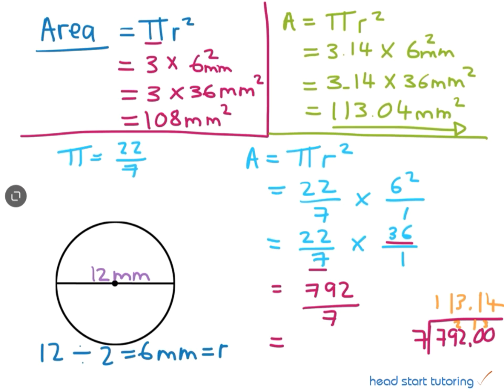So 792 divided by 7, or 792 over 7, gives us an answer of 113.14, and that again is in millimeters squared because this 6 here was 6 millimeters. So we said 6 millimeters multiplied by 6 millimeters gave us 36 millimeters squared. So just remember to insert your measurement at the end, and because we are working with area, our measurement will always be squared.